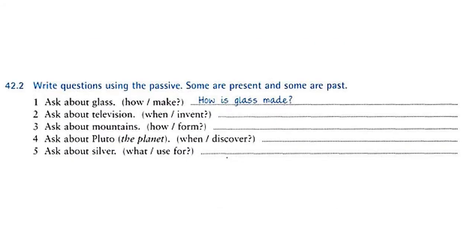Exercise number 2. Write questions using the passive. Some are present and some are past. Number 1 is an example. It is done for you. Ask about glass. How is glass made?